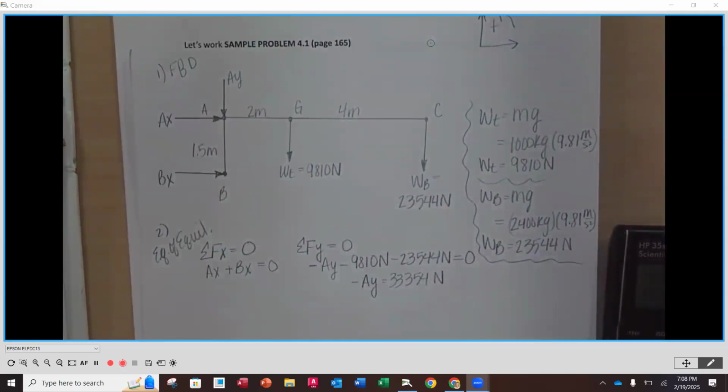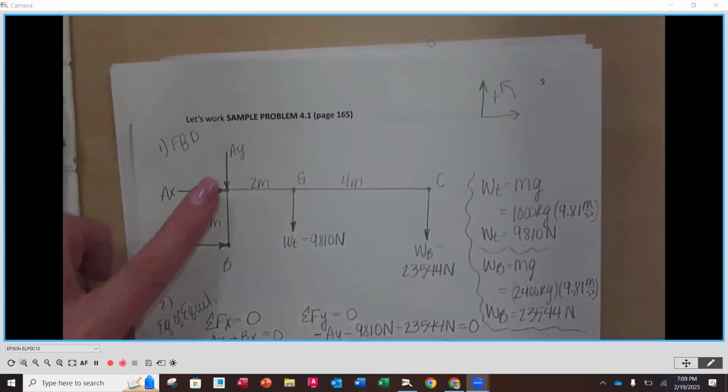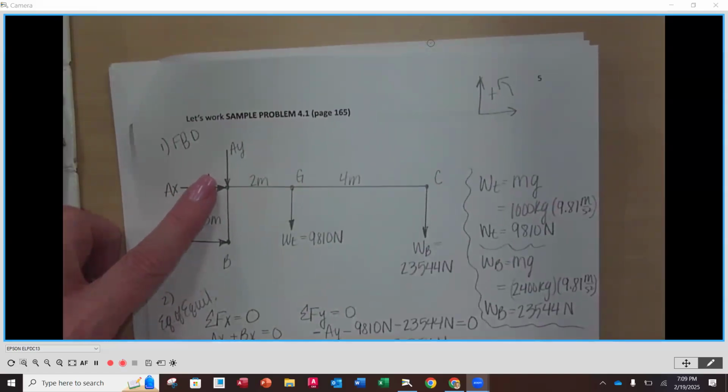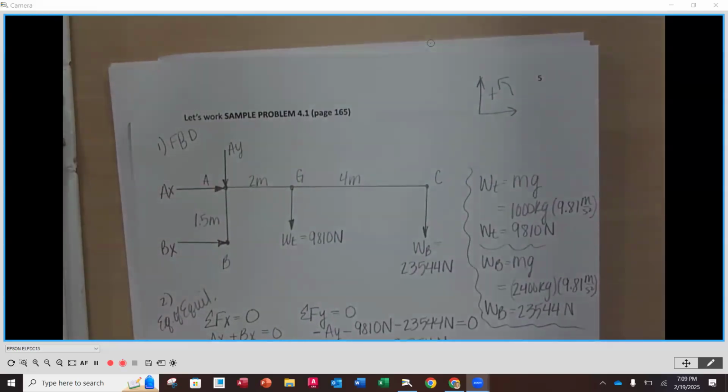You get a negative AY is equal to 33,354 newtons. Now, this is one of the cases where we have a negative in our final answer. Notice it's negative and our force is going down. It doesn't mean, oh, the force is going down, so it has to be negative. It means that by putting it in a negative direction, I assumed the wrong direction, because this is a final answer. So it's a 2-part process to fix this.